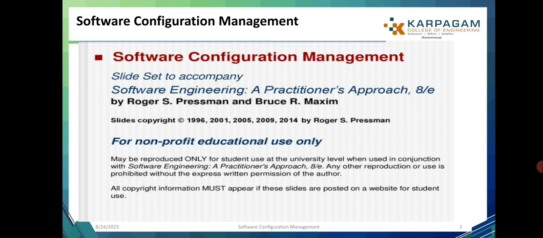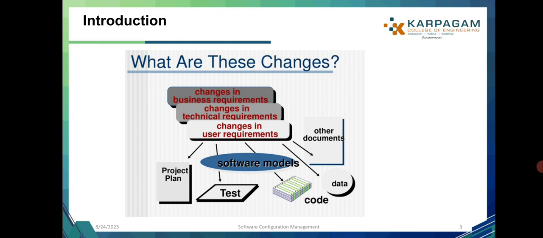Software configuration management is part of the cross disciplinary field of configuration management, and it can accurately determine who made which revision and what these changes are. These include changes in the business requirement, the technical requirement, and the user requirement. We have the project plan, the set of software modules, that means the set of codes, the data, and other documents. So we can find what changes we can make on the software module, project plan, testing, coding, data utilization, or other documents.